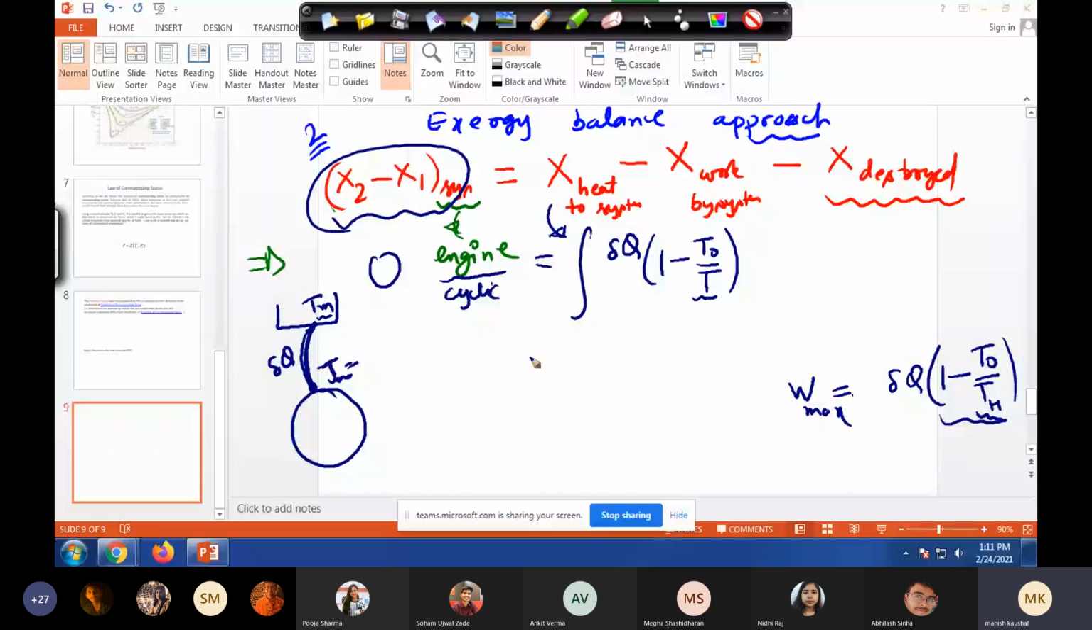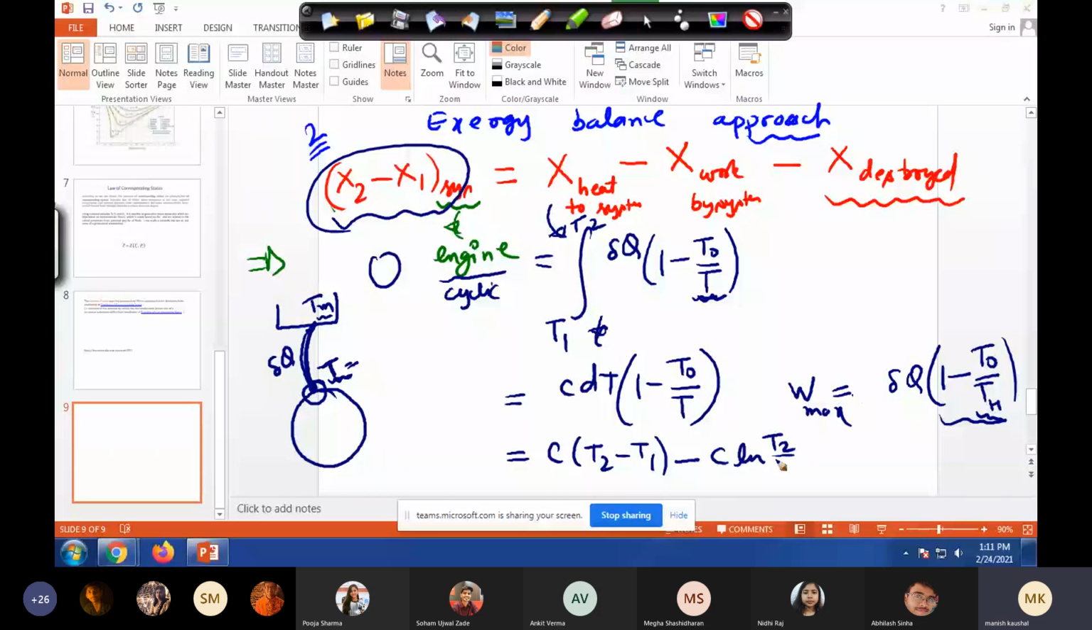Fine. So if you solve this term, exergy due to heat, δQ is nothing but, let's say there is a temperature change by dT, so C dT (1 minus T naught by T). If you integrate, the temperature is going from T1 to T2 at this location. So this will be C(T2 minus T1) minus T naught C ln(T2 by T1). This is exergy due to heat.